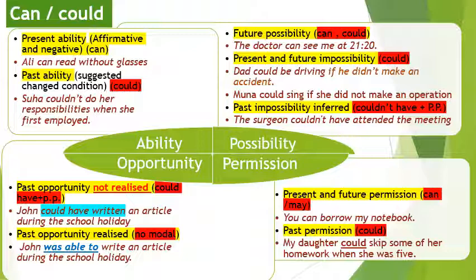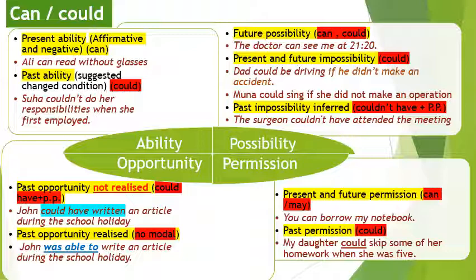The second meaning is possibility. I don't think that we have a problem with the ability. We start to have a more difficult part in could or can. We have the possibility, which we need to pay very much attention to. And possibility can be of 3 types. It's either a future possibility, and here you use can or could. For instance, when you tell somebody that the doctor can see me at 9:20, it means that it's possible for the doctor to see you at 9:20.